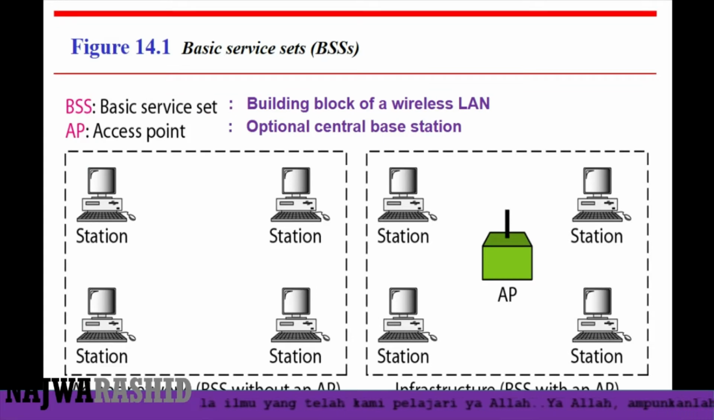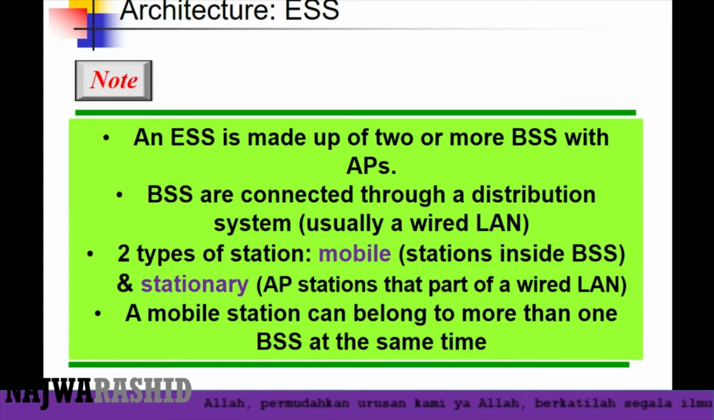BSS refers to the basic service set, the building block of wireless LAN, and AP, the access point, is the optional central base station. So this is an ad hoc network without the AP, but you can still connect to each other. This one is the infrastructure network, a BSS with the AP, so everyone connects to the AP in order to connect to other PCs. These are the architectures of the wireless Ethernet.